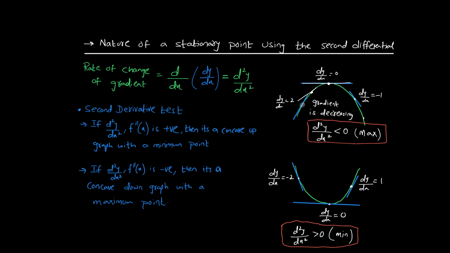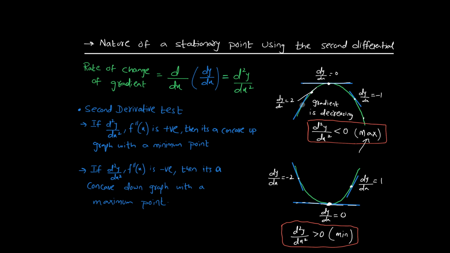So d square y over dx square, the second derivative, is less than 0, hence the gradient is decreasing. So this point will be a maximum point. On the other hand, if you were given a curve and you know that the stationary value is occurring over here, so here the gradient is 0.